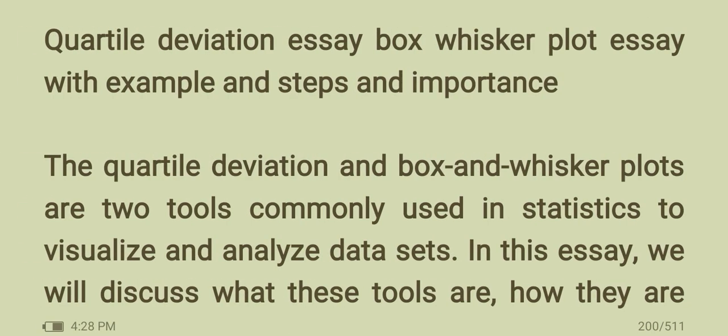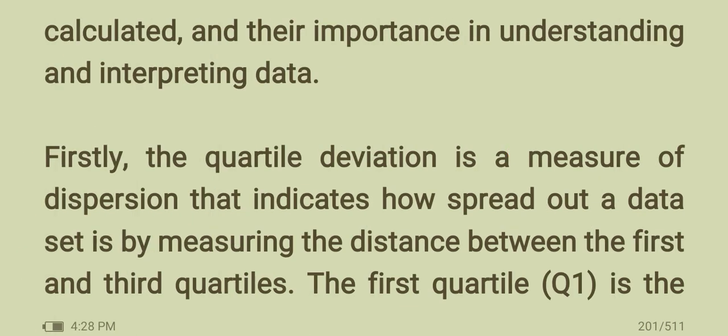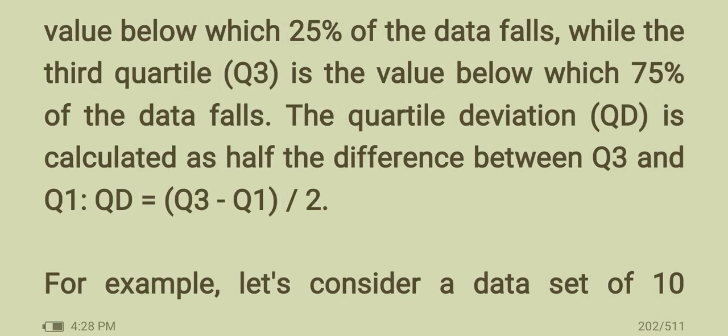The first quartile is the value below which 25% of the data falls, while the third quartile is the value below which 75% of the data falls, and quartile deviation is calculated as half the difference between Q3 and Q1: Q3 minus Q1 divided by 2.